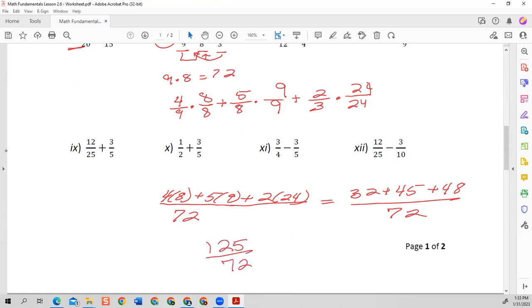Now, 125 we know is divisible by 5. 72 is not. However, 72 is divisible by 2, and it's also divisible by 3. So if 125 will divide by 2 evenly, which it won't, we could use that. Let's try 3. Does not. So this is in its simplest form. So I'm going to let y'all finish up this section. Ask me questions when we meet again.